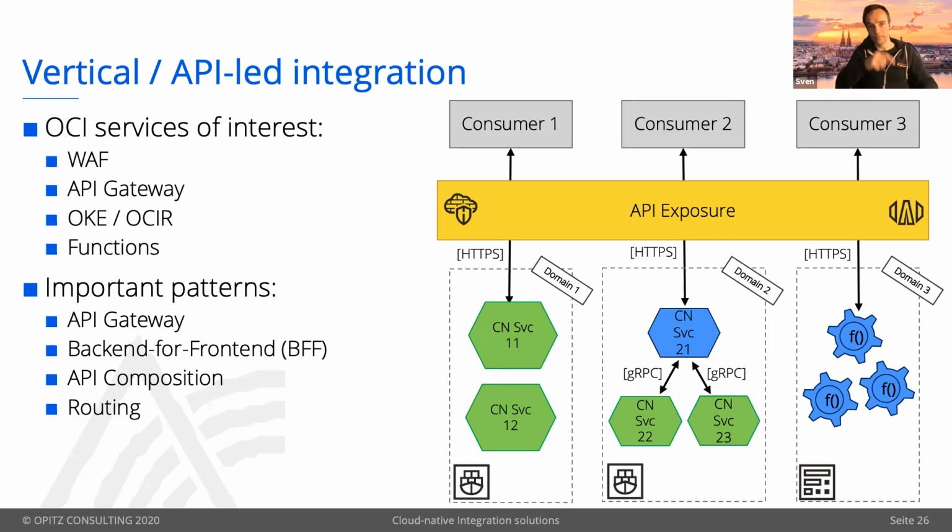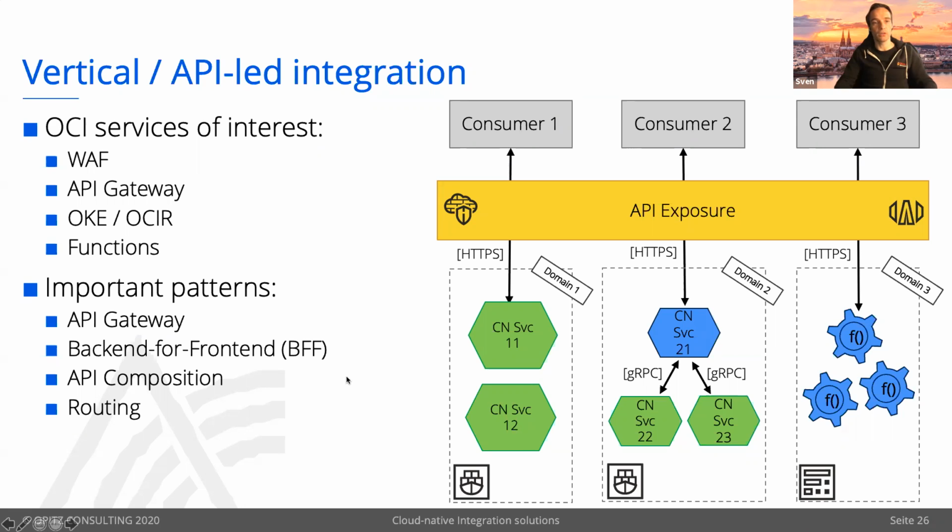What does this mean? Services for implementing those solutions on OCI are Oracle Web Application Firewall, as we see here, then also the Oracle OCI API Gateway. And to implement business services as well as the integration services, you can use containerized applications that are deployed to Oracle Kubernetes Cloud Service. And for some use cases, you can also use Oracle Functions to have a more efficient resource usage.